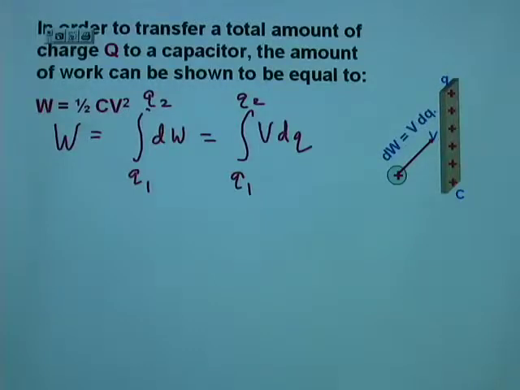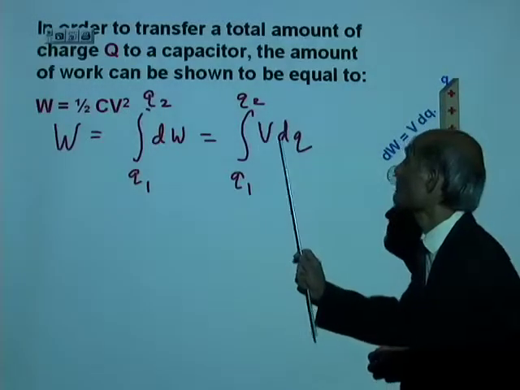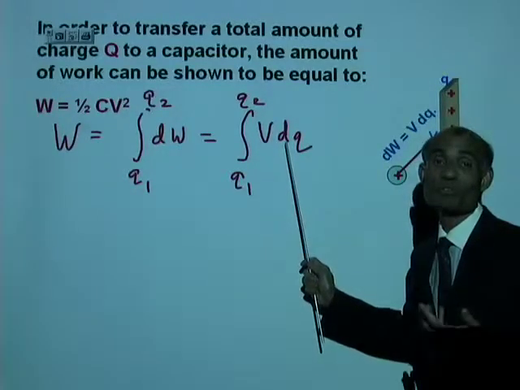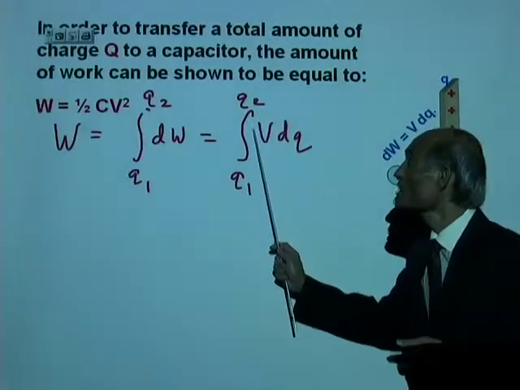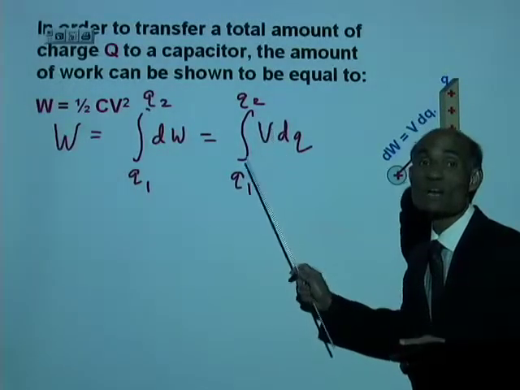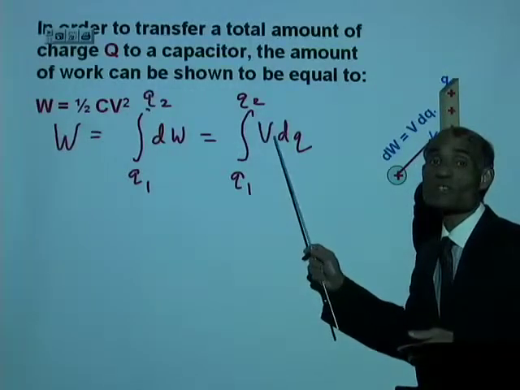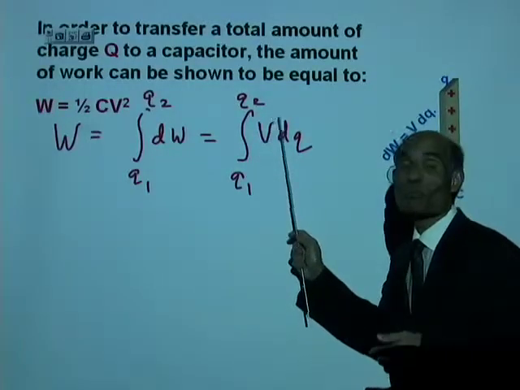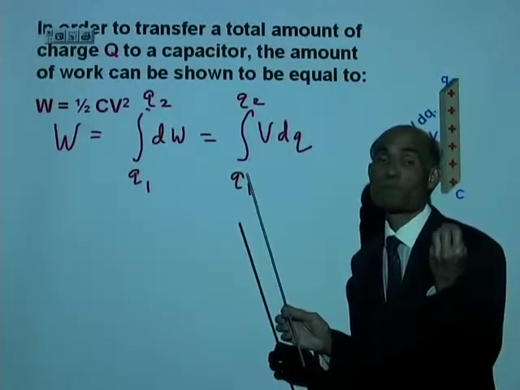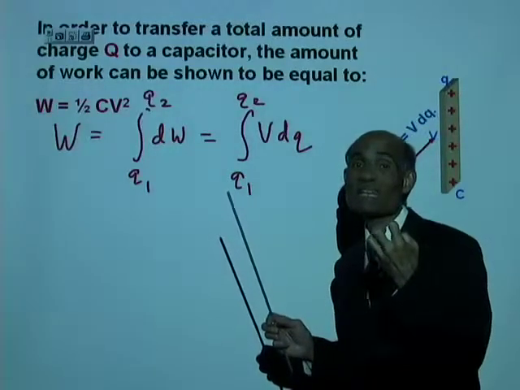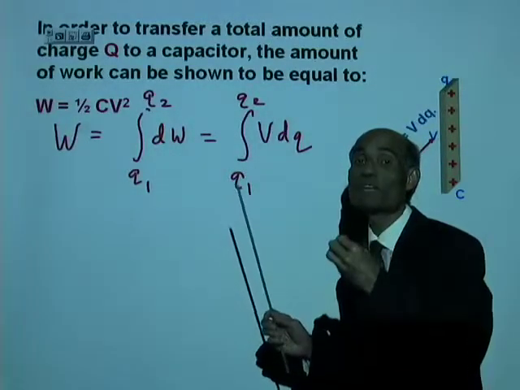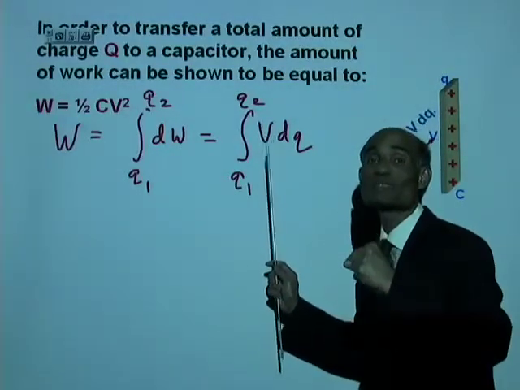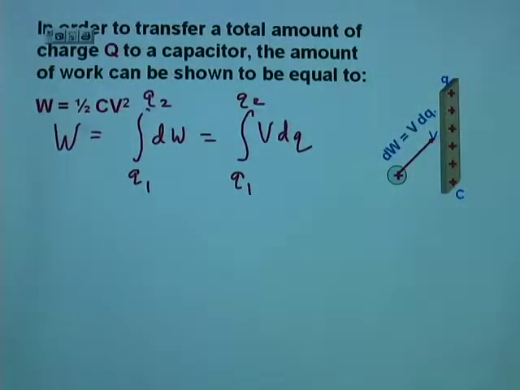Now, in order to work out this integral, you know that V is a variable, Q is a variable. You cannot have two variables when you want to integrate. So what we need to do is replace V in terms of Q, because we are going to integrate with respect to Q. Can you give me a quantity which I can replace V by? Well, you know capacitance C equals Q over V. Therefore, V can be written as Q over C. Yes, let's do that.